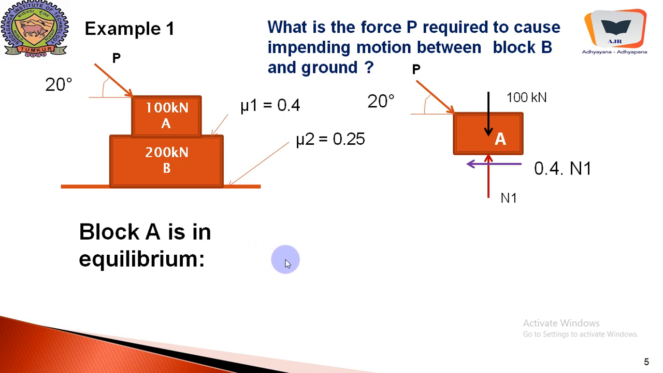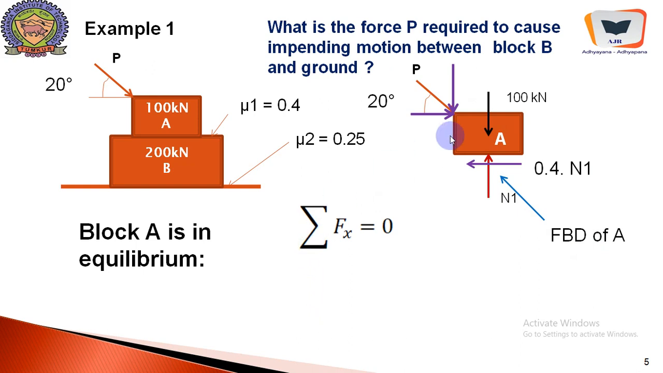Block A is in equilibrium. Then P will come with a component. This is P cos theta, cos 20 degree, and this is P sin 20 degree. And this is the free body diagram of A.